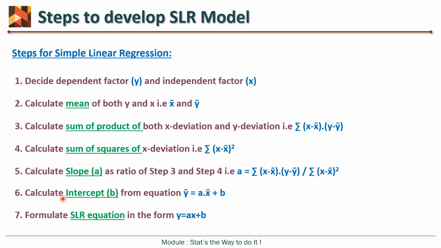Then the sixth step is to calculate intercept b from this equation. y bar is equal to a x bar plus b. It is a straight line equation. So we will put the values of x bar, y bar and a in this equation and you will get the value of b. Now you have the values of a and b. So we will draft our SLR equation in the form of y equal to ax plus b. So these are the 7 extremely simple steps by which you can develop an SLR model.